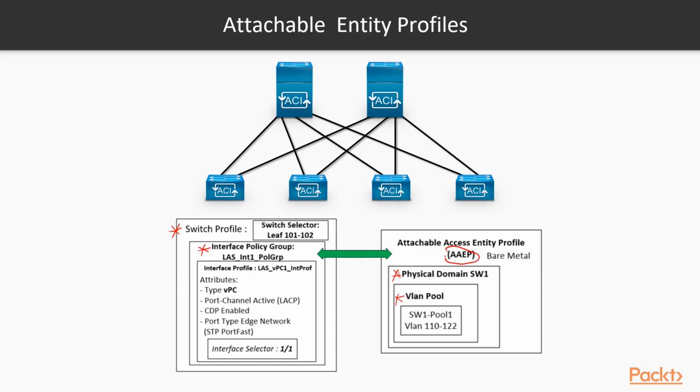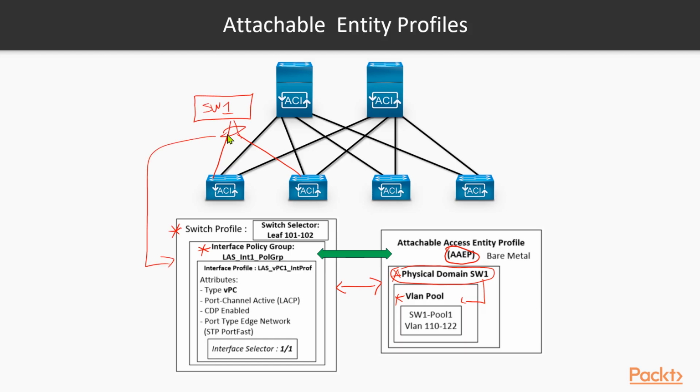Well, with the AAEP, or Attachable Access Entity Profile, we associate our domain, which then includes the VLAN pool, to my physical connection. Okay? So let's do this example. I'm going to draw it right here because I have no space down. So let me go ahead and draw a server. You know what? Let's do switch. Let's draw this switch 1.